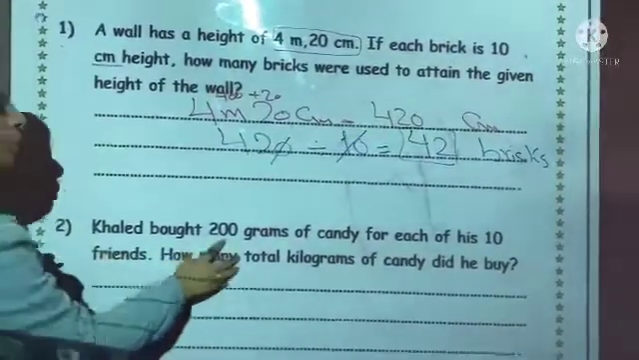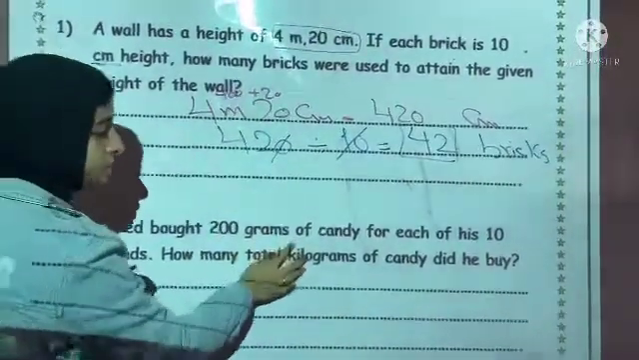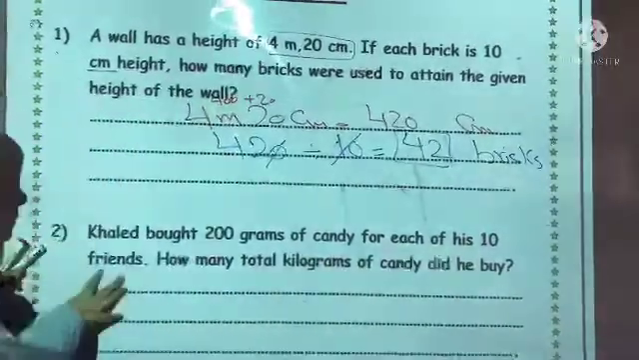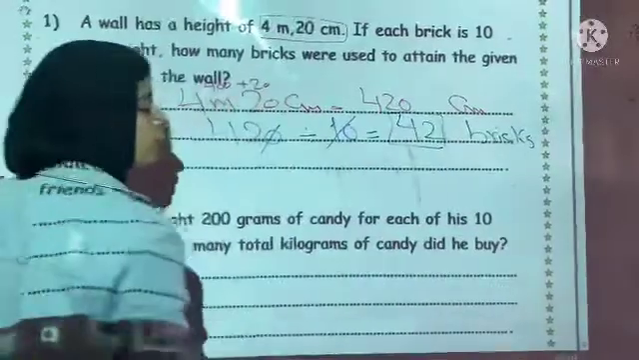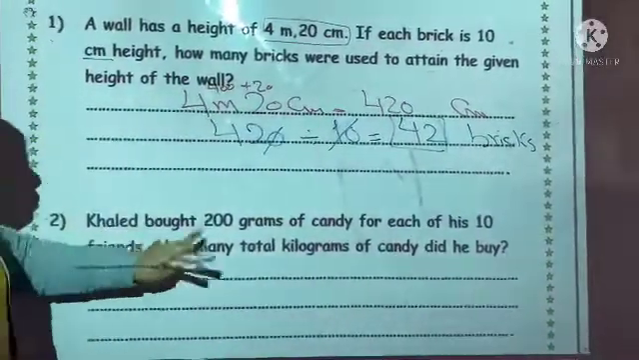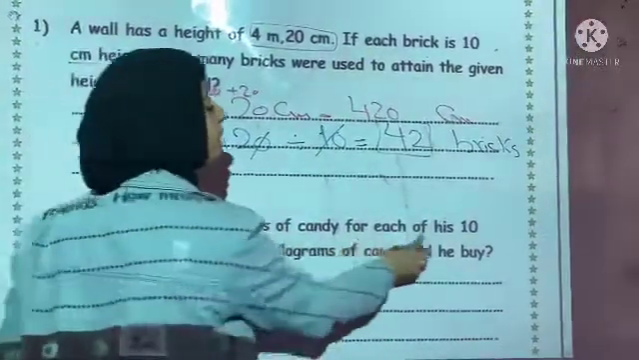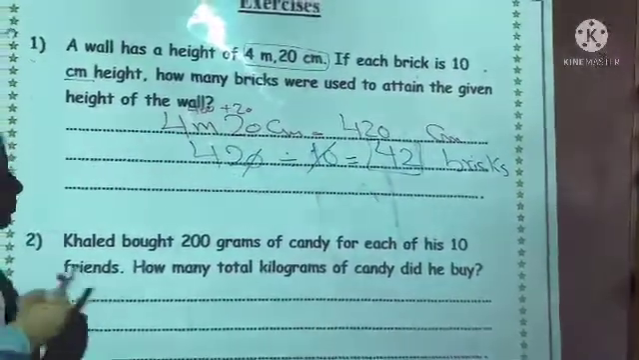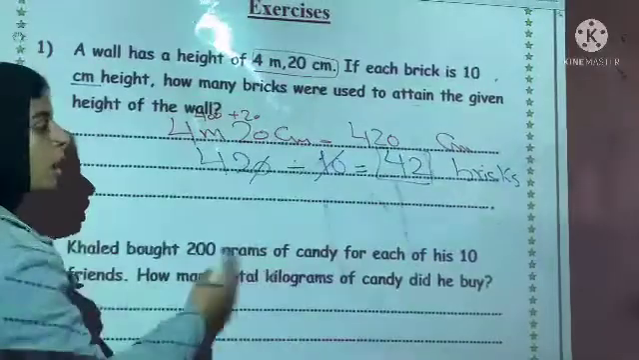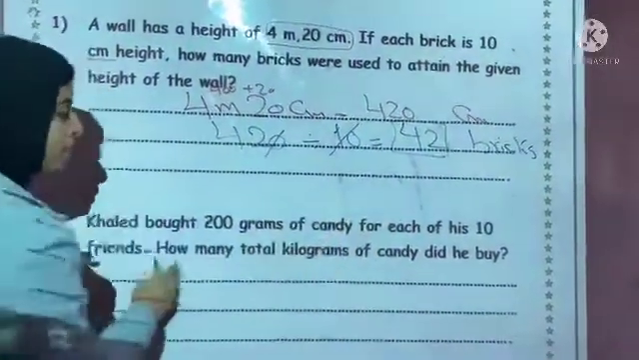Here, Khalid put 200 grams of candy for each of his 10 friends. How many kilograms of candy did he buy? So Khalid bought 200 grams of candy for each of his 10 friends. I want to know how many grams he bought for his 10 friends.